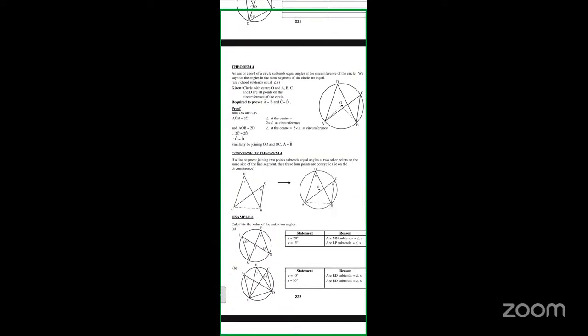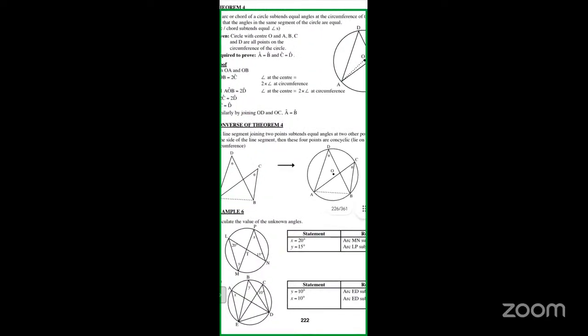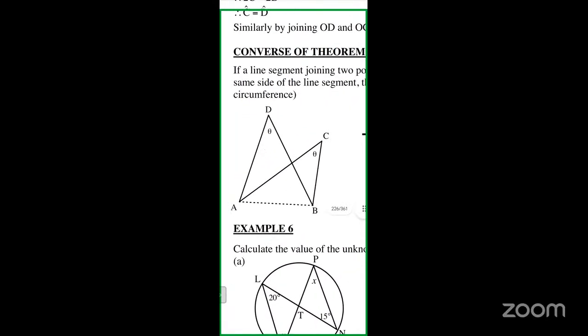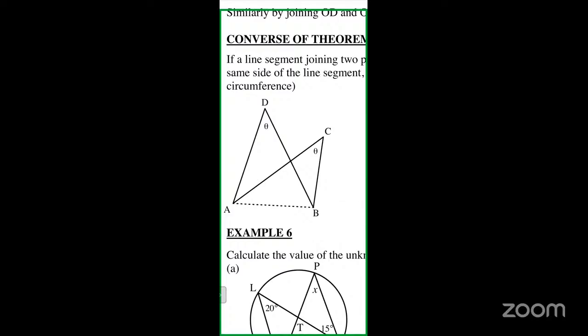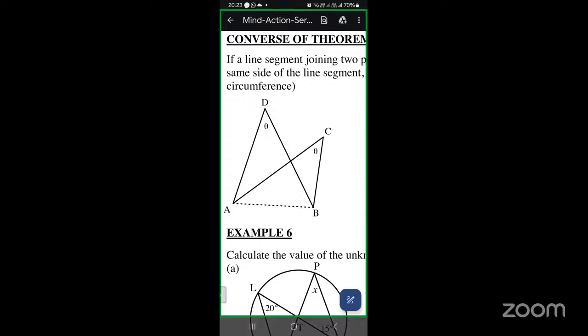Theorem 4 is saying an arc or a chord of the circle subtends equal angles at the circumference of the circle. We say that the angles in the same segment of the circle are equal. For this one, to remember it, I always think of a bow tie shape if I want to identify these angles in the same segment. I always think of a bow tie.